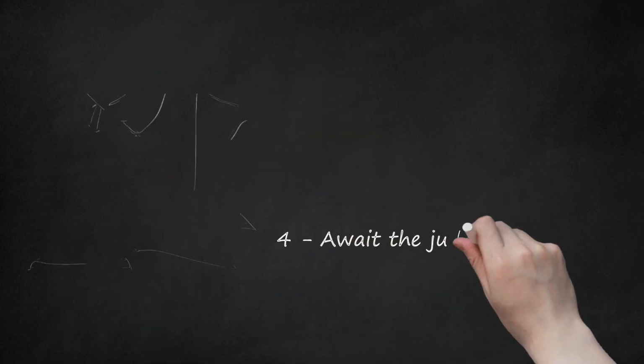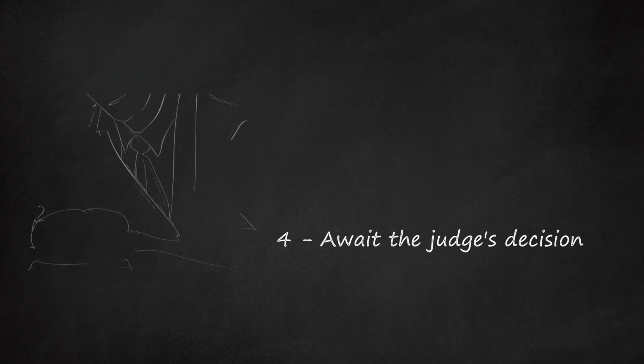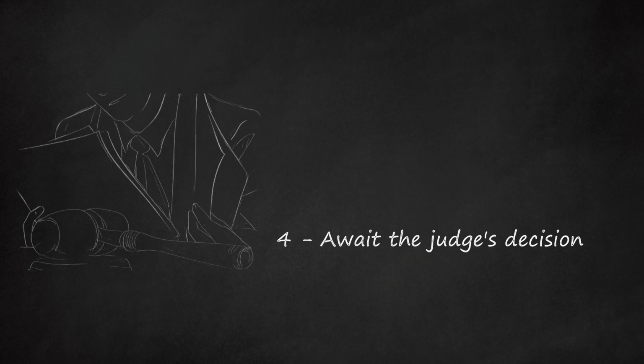4. Await the judge's decision. The judge must usually rule on a motion JNOV within 60 days of the original judgment being entered. Therefore, the entire motion JNOV process will move quickly. Once your hearing is done, the judge may or may not make a decision immediately. If the judge does make a decision immediately, he or she will announce it in open court.